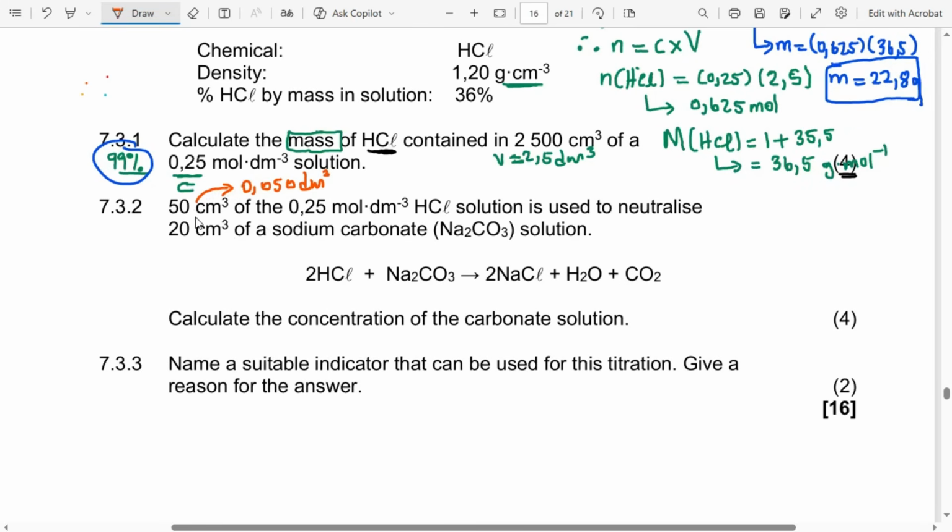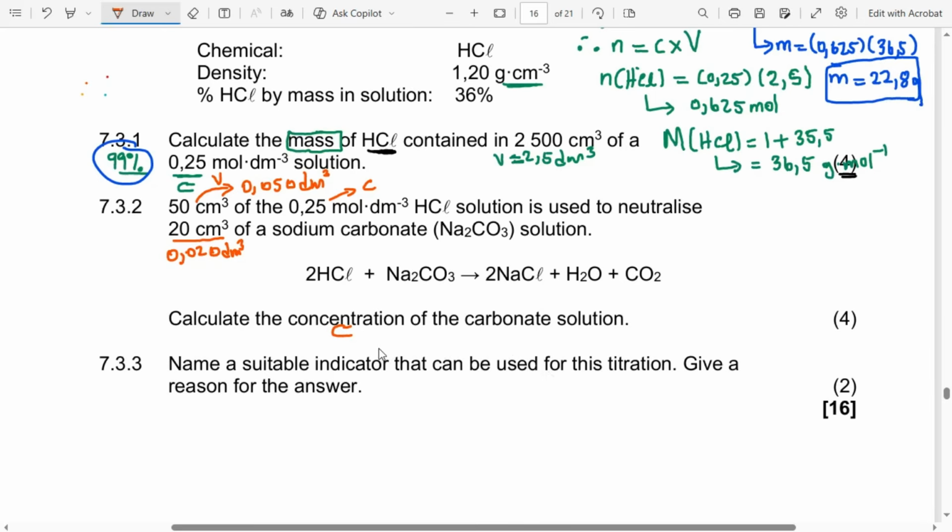So this is your volume and this is the concentration of hydrochloric acid. It's used to neutralize 20 centimeter cube. I converted that, and what I get is 0.020 decimeter cube of sodium carbonate. And we have the balanced equation. Calculate the concentration of the sodium carbonate. So will this work, the 99% chance?